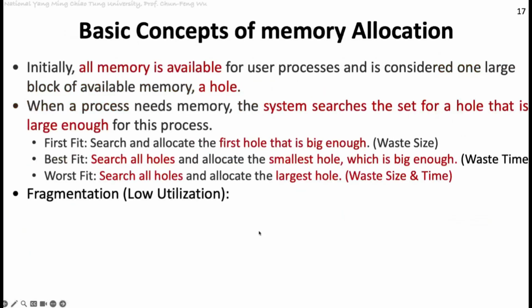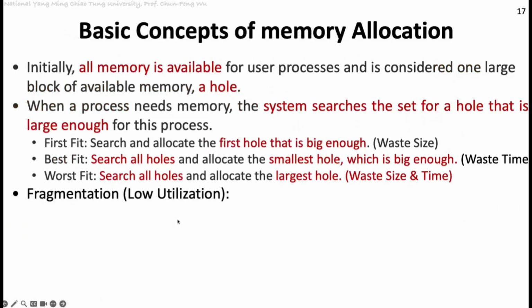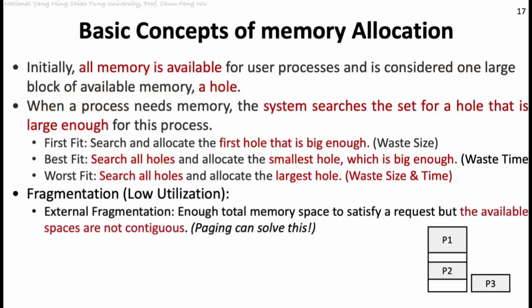So let's get going. There are first fit, best fit, and worst fit, and then how do we know how good they are? There is a thing called fragmentation. If you don't do a good allocation, or when you use a system for a long time, then probably there will be some places that cannot be used, and that is called fragmentation. The first one is called external fragmentation.